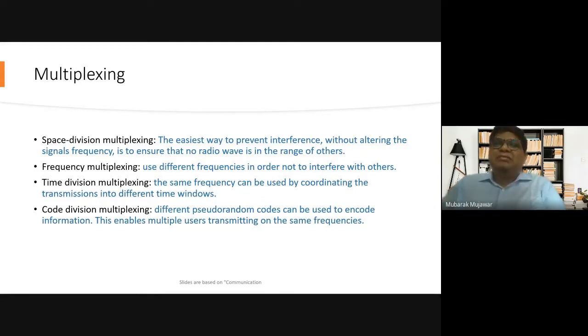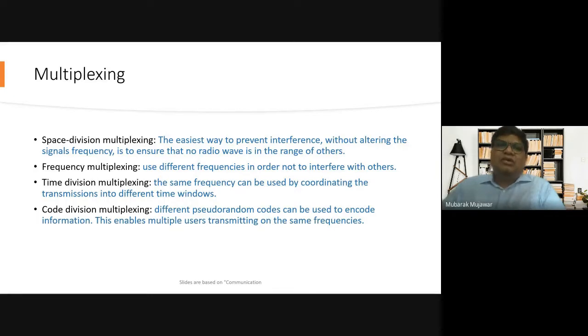The first type of multiplexing is a very obvious one. We call it space division multiplexing. It is the easiest way to prevent interference, by just ensuring that two radio waves are not in range with each other. For example, if we are using one frequency in Pune and the same frequency in Bhilai, we can still use that because the signals from Bhilai are not going to interfere with signals in Pune. So that is known as space division multiplexing. Without altering signal frequencies, we can use radio waves which are not in range with each other.